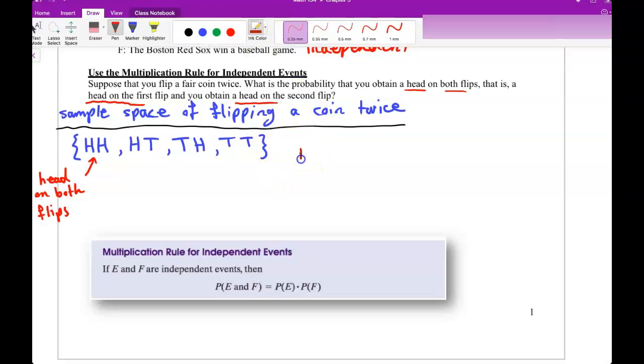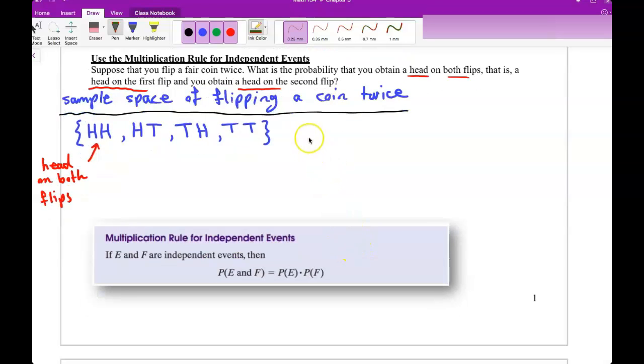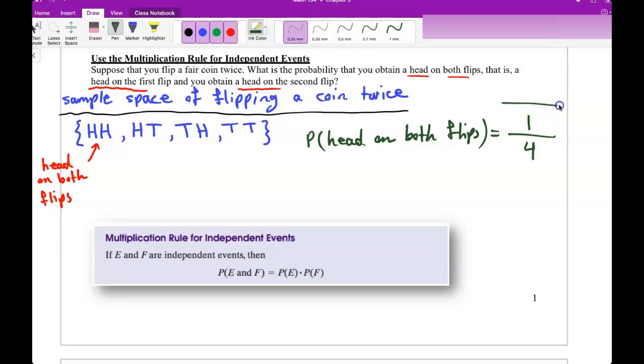So finding probability of, here, probability of having both of these heads is equal to, in total we have 4 outcomes, and on top, how many we have both heads. So we only have one, and that is on top. So the answer for probability of having both heads is 1/4.